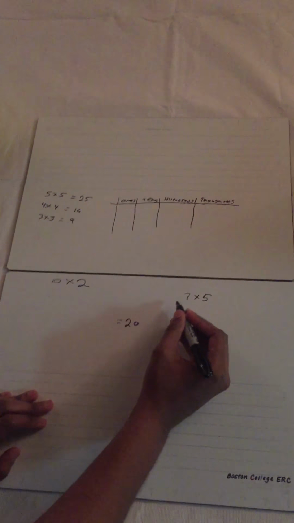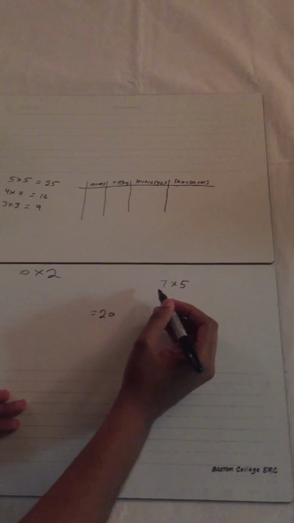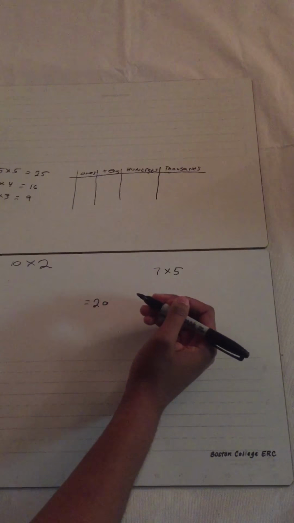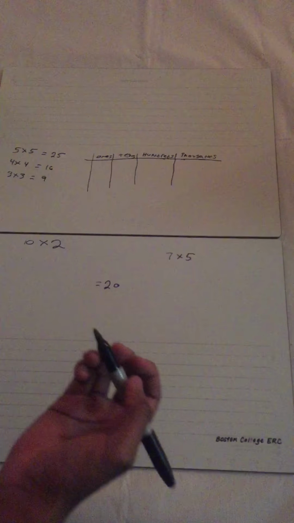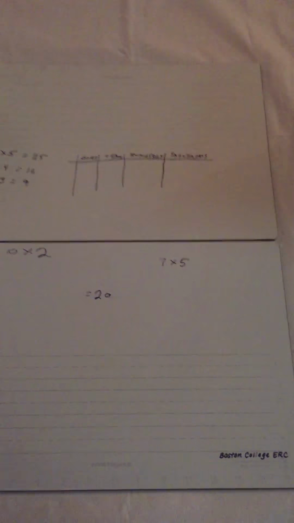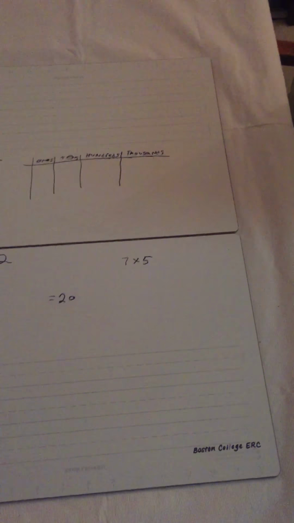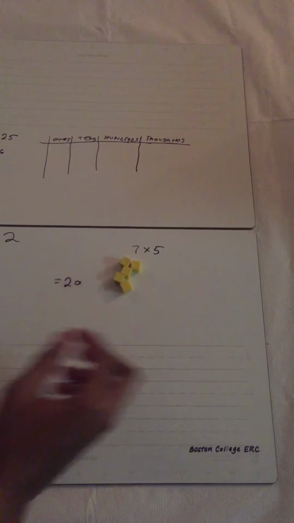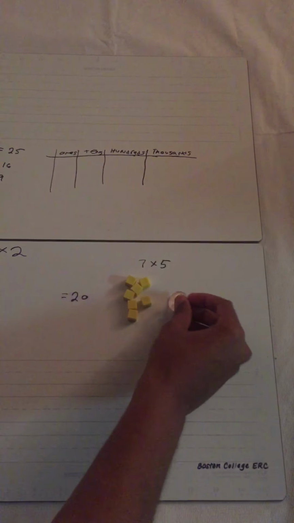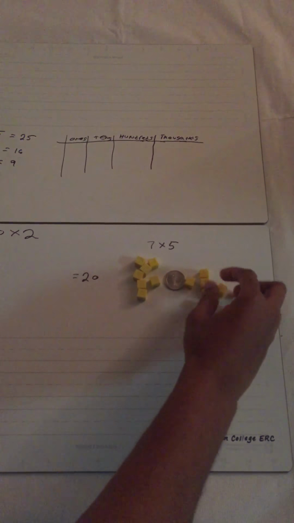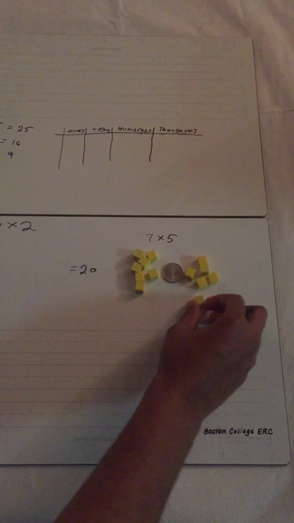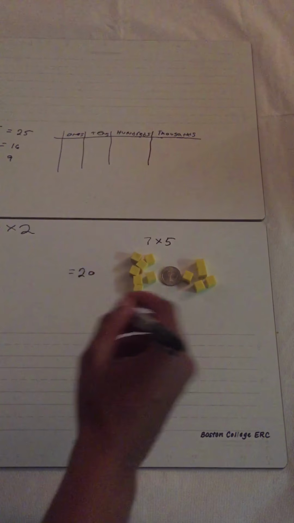So obviously these only come in ones, so we will not be using a flat. We will not be using any rods, or for sure the cubes. So 7 times 5. We'll take 7 units right here. 1, 2, 3, 4, 5, 6, 7. So there's our 7, quarter, our multiplication sign, 5 more units. 1, 2, 3, 4, 5. And that is our symbol for 7 times 5.